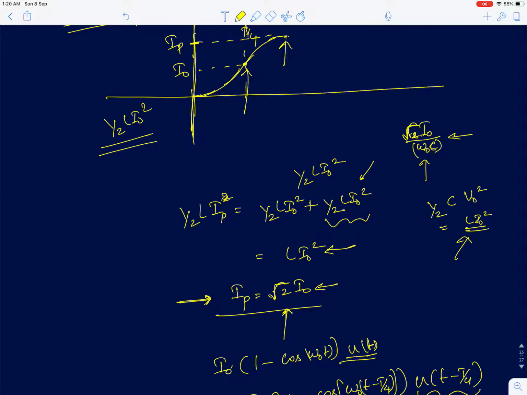So I'll stop at this point. In the next lecture, we'll discuss what will happen if I feed periodic inputs to parallel LC tanks. So that will be the discussion for the next lecture.